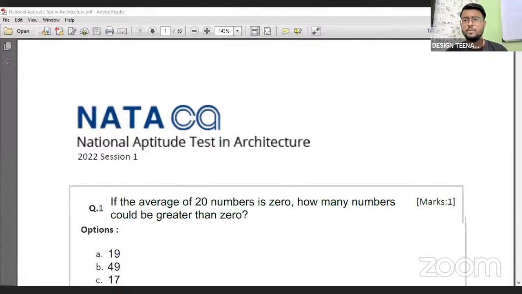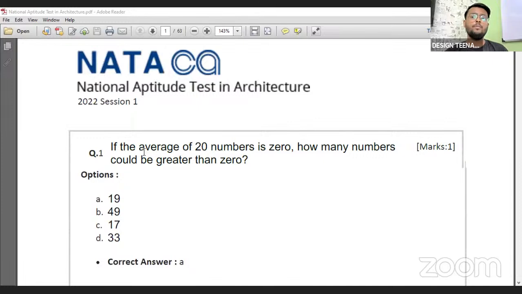Fine. Let's go ahead. Over here we have our last year paper. I will share my screen. Can you guys see the screen now? Is it visible to you? Yes, sir. Fine. So this is our 2022 NATA paper of session 1.